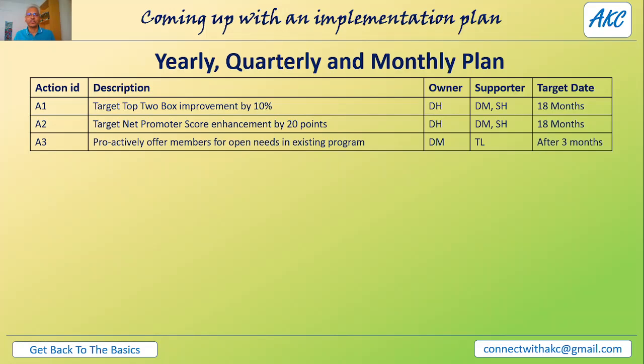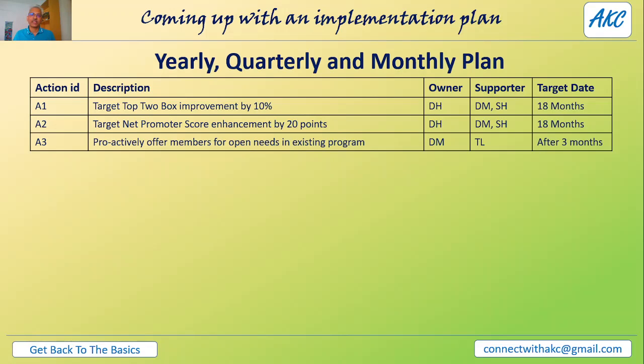For example, if you see the first one, for the top 2 target, 18 months was given, same for net promoter score. Whereas for proactively offering members, it was agreed that we should offer it after the first 3 months. There were certain other things happening in the first 3 months, so this should come after that. And some ownership was identified, who will own it, who are the people who will support the owner, that's also identified. So these were at a high level.